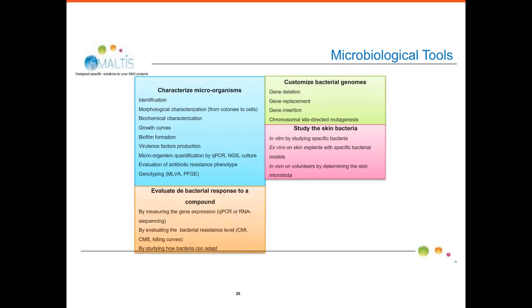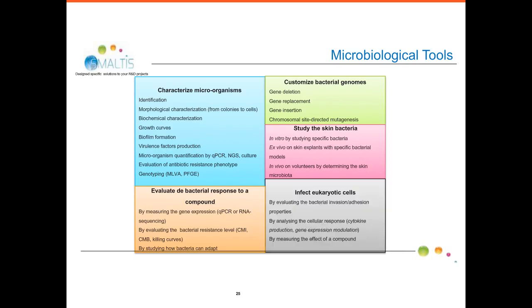Fourthly, several tools have been developed to evaluate how bacteria can adapt to a specific compound, either at the molecular level by measuring gene expression or at the phenotype level by measuring resistance level. Finally, eukaryotic cellular models were carried out to evaluate bacterial adhesion, invasion, and cytotoxic properties, to analyze the cellular response to infections, and finally, to screen compounds for their anti-infective properties in eukaryotic infection models.